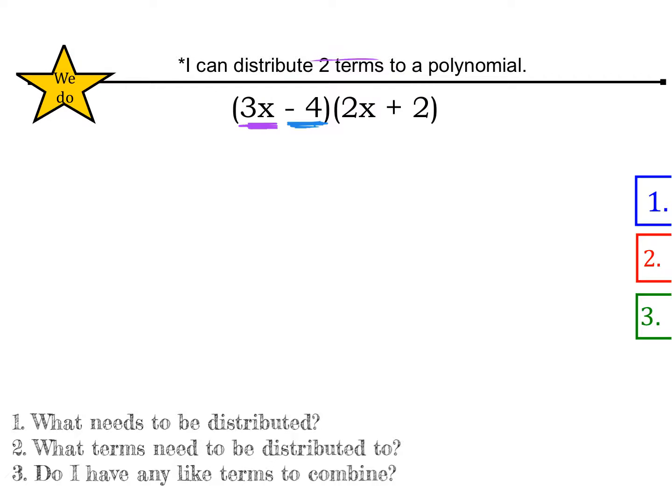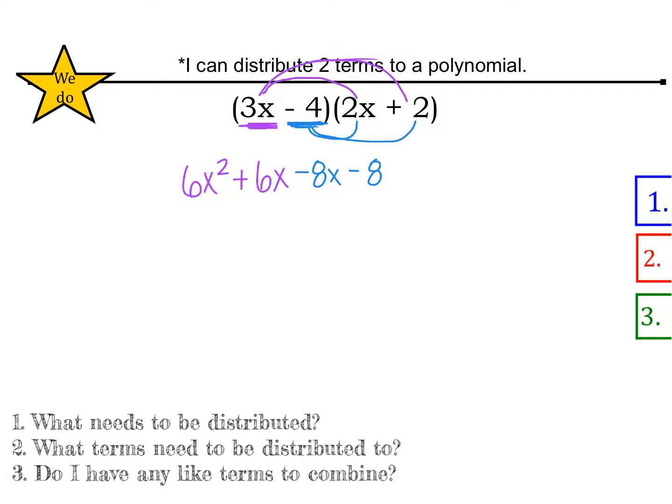Okay, so let's go ahead and multiply this out. So 3x times 2x is 6x squared, and 3x times positive 2 is a positive 6x. The negative 4 times 2x is negative 8x. And then the negative 4 times a positive 2 is negative 8. So when I multiply those out, I end up with 6x squared plus 6x, and then minus 8x minus 8.